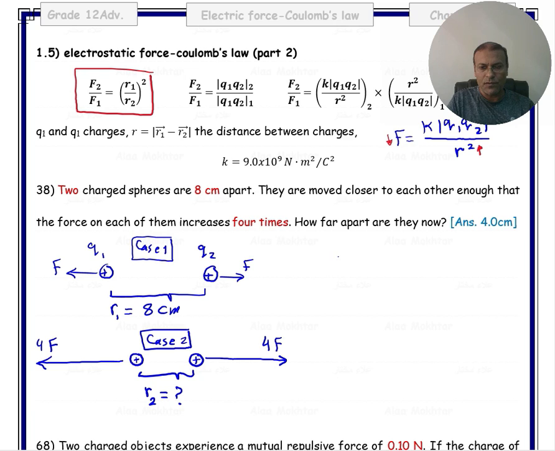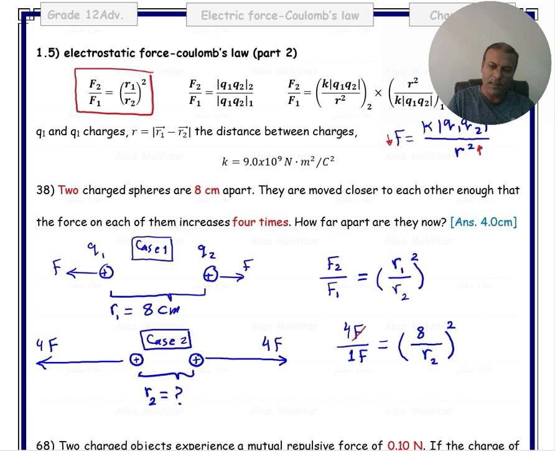We know F2, the force in case number 2, over F1, the force in case number 1, equals distance number 1 over distance number 2, squared. Force number 2 is 4 times force number 1, over force number 1, which is only 1 F. What about the distance in case number 1? The distance is 8 centimeters. And distance number 2, we don't know, it's unknown, squared. Now we can cancel F with F. How many unknowns are in this equation? Only one unknown, it's R2.